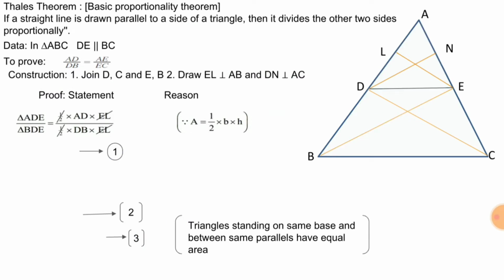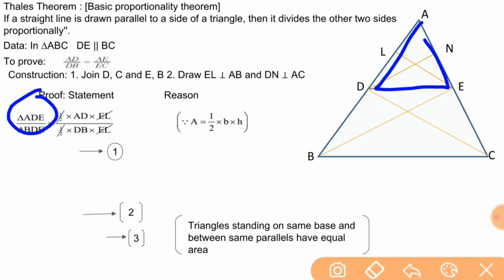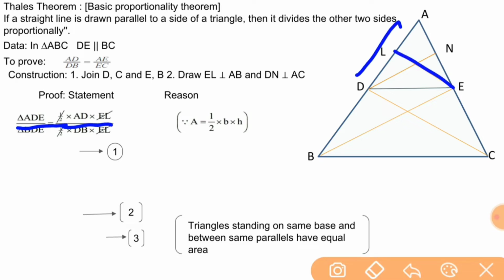Now see that here in the numerator I have considered ADE. ADE is here. I have to apply the area of a triangle, right? So here the base becomes AD, and the height is EL. What we have written here is that area of triangle ADE is equal to half of AD into EL. This is what we have written in the numerator.